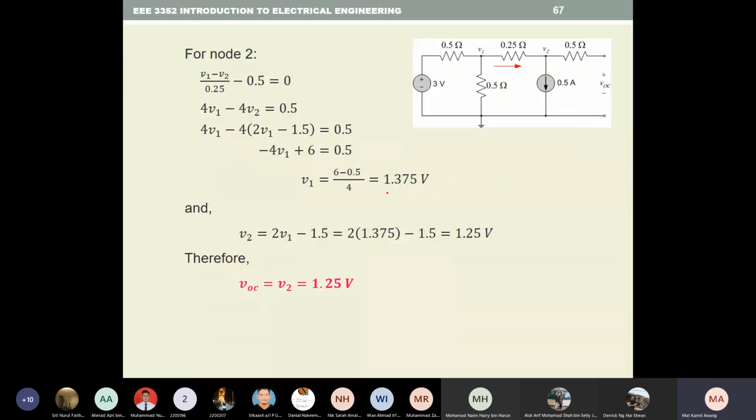So V1 is equal to 1.375. Therefore V2 is equal to 1.25. Okay? So V open circuit is basically equal to V2, so 1.25. Okay? So this is actually V Thevenin.